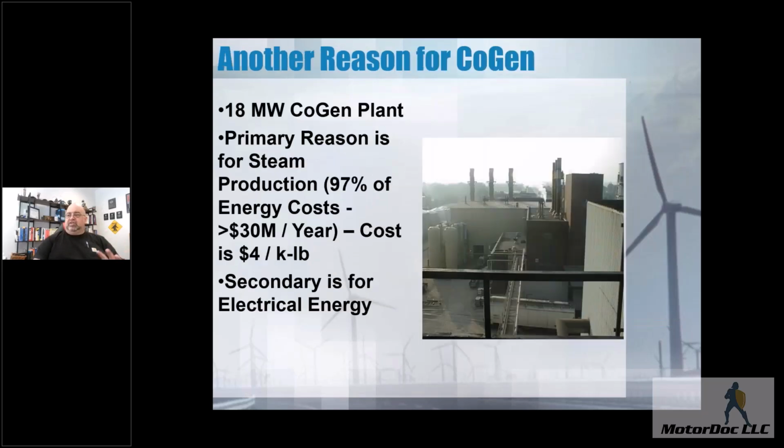Okay, process heat's another thing. I'm not going to cover that right now. Their cogen plant was actually there to produce steam, not electricity, and their cost was $4 per 1,000 pounds of steam. And then they also used it for electrical energy. It was operated by the local utility for them, and it still cost them a certain amount because of all the costs associated with it. They didn't ever have to export any of that power.